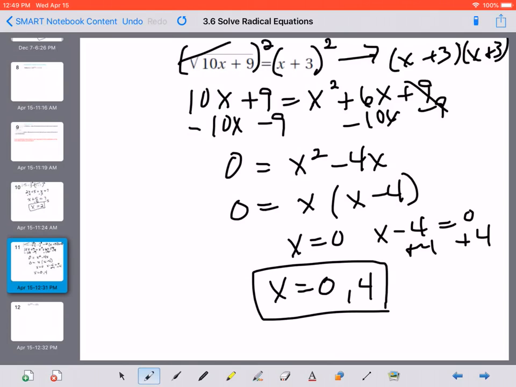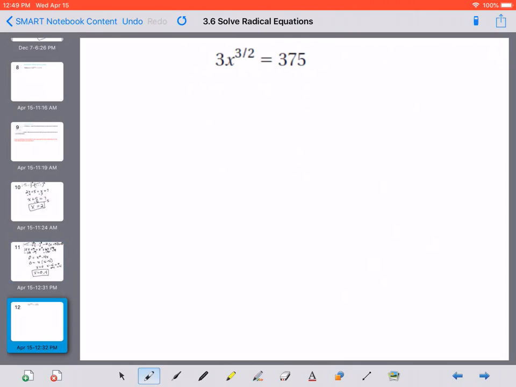You can look for extraneous solutions by checking 0. If you plug in 0 for x, does that give you a negative number in your radical? You'd have 10 times 0, which is 0, plus 9. It would still be positive, so you're okay. And same thing with the 4. So both of those would work. All right, let's try a couple more.